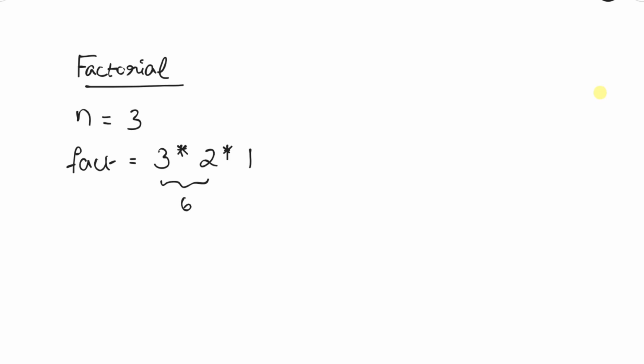So if we have 3 numbers, what are all the possible permutations or combinations available which can be arranged with these numbers? That's what we are finding as factorial. So 3 factorial means 3 into 2 into 1. 2 factorial is 2 into 1. 5 factorial is 5 into 4 into 3 into 2 into 1.